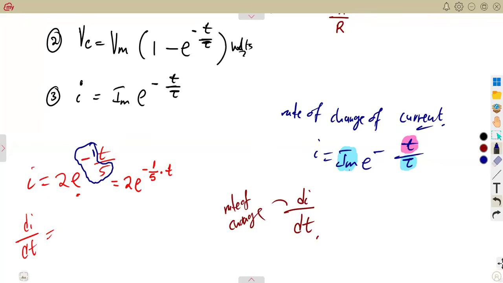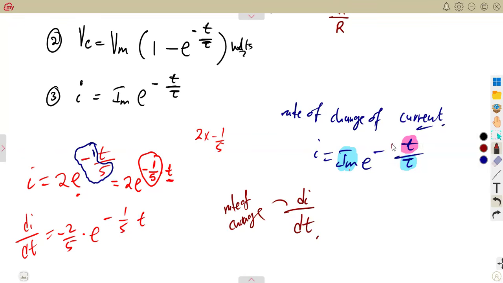So meaning to say, if you differentiate, you are going to drop this one to multiply the 2, and it gives you 2 times minus 1 over 5. So it will be minus 2 over 5 e to the exponent of minus 1 over 5t. The e just remains as it is, but you have to drop the exponent that is affecting t, this one that is affecting time.